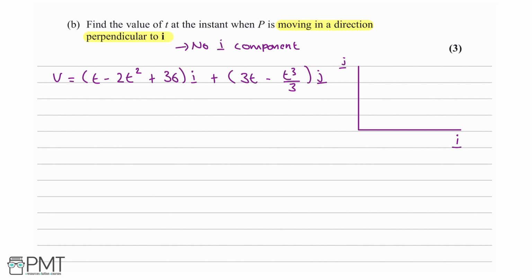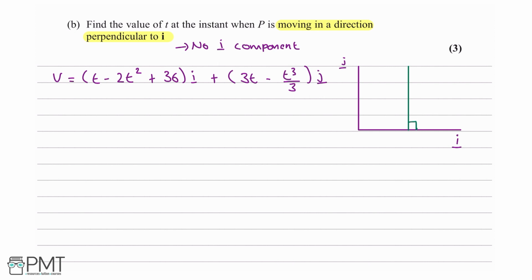If you're moving perpendicular to i, you are always going to be moving in a straight line away from i. Because any other way, you're not moving perpendicular, because perpendicular means at a right angle. So to always be moving in a perpendicular direction to an axis, you need to be moving away from it, or there is no change in that axis. So there is no change in the i. So what we want to do is look for when the i component of our velocity is 0.